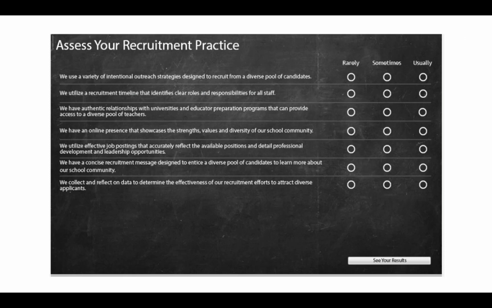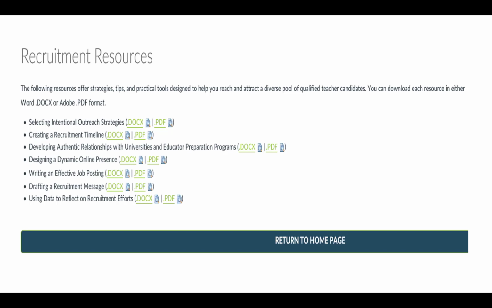Once you're in the module, you have the choice of either jumping straight to all of the resources or you can do a self-assessment. This is an example of one of the self-assessments, and this one is for the recruitment practice. Basically, each assessment has 6 or 7 questions. You just fill out if this is you rarely, sometimes, or usually, and then you can click on See Your Results. Following an assessment, you'll be given resources that fit your needs. Based on your answers, the module will select 3 or 4 of the resources that are most pertinent for you. So a great starting place for you to take off.